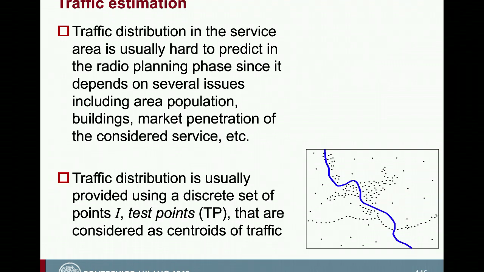In our models, we describe traffic using a set of discrete points. The reason why we use a discrete set, of course, is because it's much easier to have discrete optimization models instead of continuous ones. So these points that we want to cover, where we assume that traffic is concentrated, are called test points, TP.